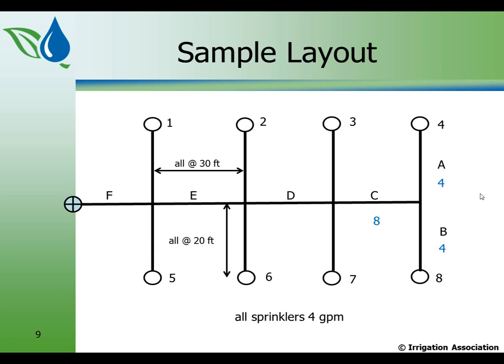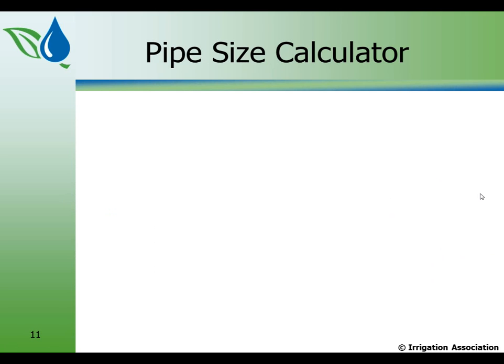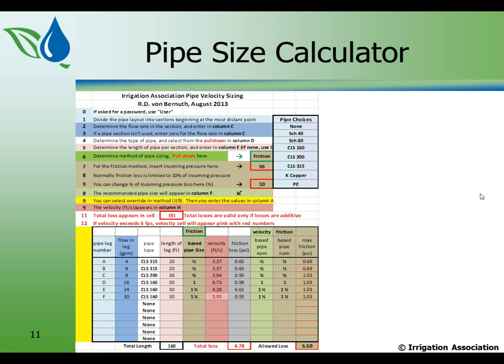Then in section C, the flow is 8 gallons a minute. D, the flow is 16 gallons a minute. E is 24, and F is 32. Okay, so the next step in the process is we build a pipe layout chart, and it looks like this. Just summarized it. Okay, now let's look at the pipe size calculator.